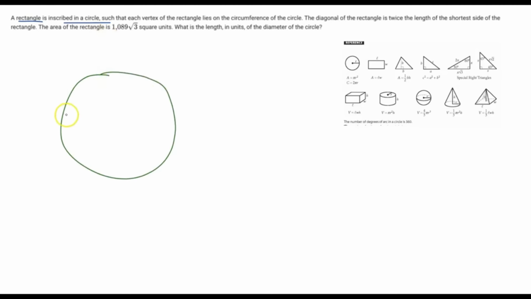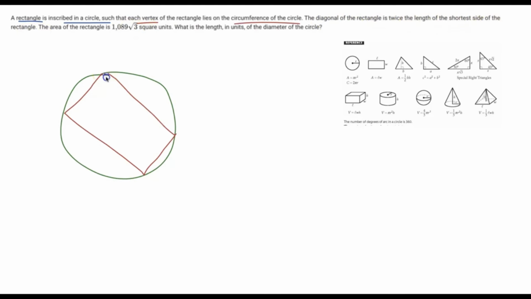So I'm going to draw a circle and then draw a rectangle. So the rectangle is drawn such that the vertex, or each corner of the rectangle, lies on the circumference of the circle. So what it's going to look like is one corner goes there, boom, and then the corners of that rectangle are going to be on the circumference or the outside of that circle. So there's our drawing. It says the diagonal of the rectangle is twice the length of the shortest side of the rectangle. All right, let's draw that in.